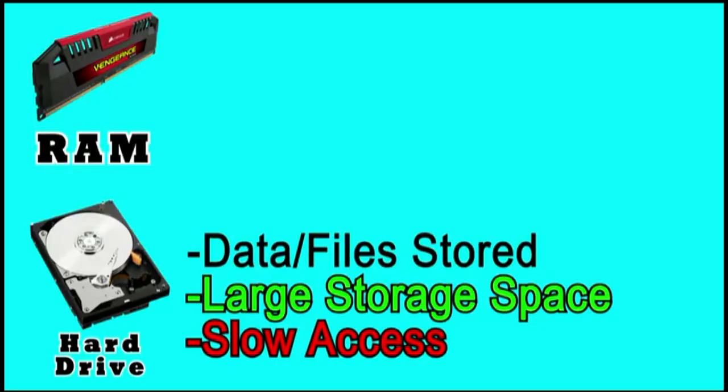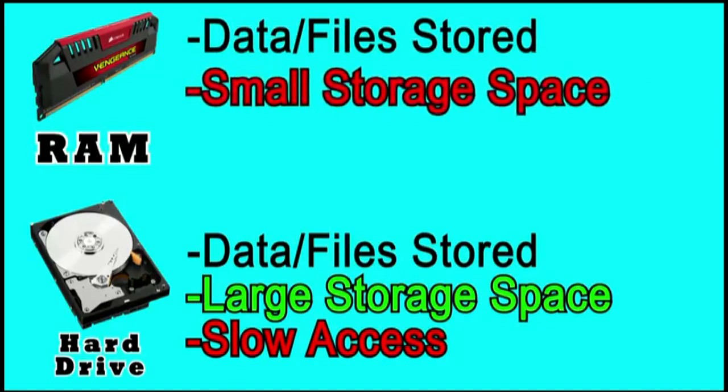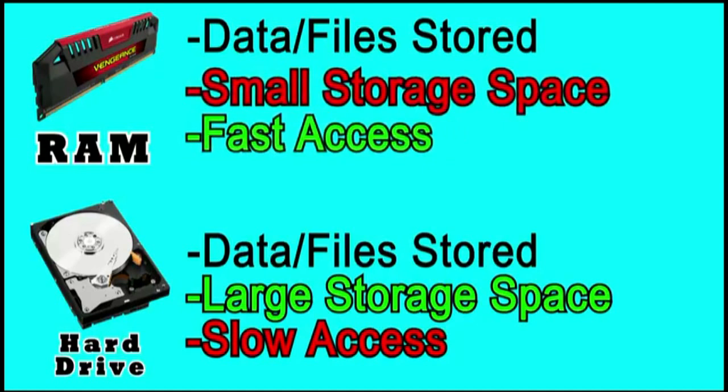Now come to the RAM. It is also used for storing data. It has small storage space. Due to its small size, it is much faster than hard disk. Hard disk is an indirect attachment device for our motherboard, whereas RAM is a direct attachment device.